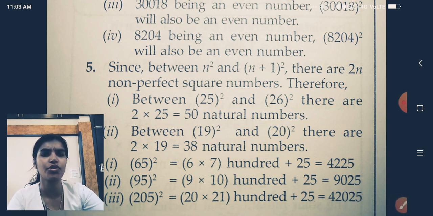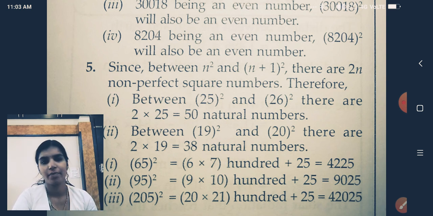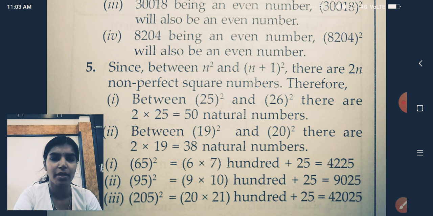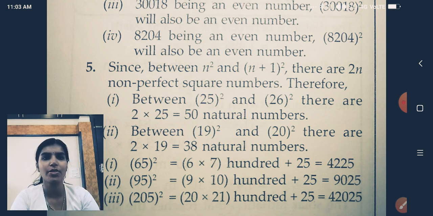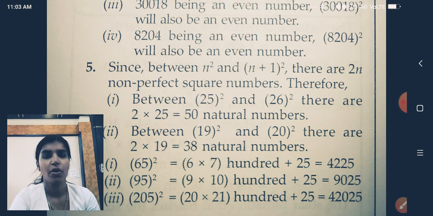In this question, you want to find out how many natural numbers lie between the squares of the following numbers. That means how many natural numbers are there. Suppose 25 squared and 26 squared. You have to find the square of 25 and the square of 26, and count how many natural numbers lie between them. To solve it, first we would find the square of 26, then the square of 25, and count the numbers between them, but it is very complicated.